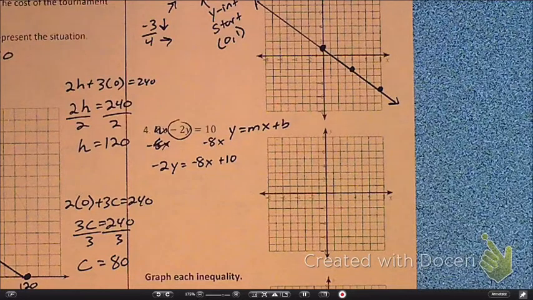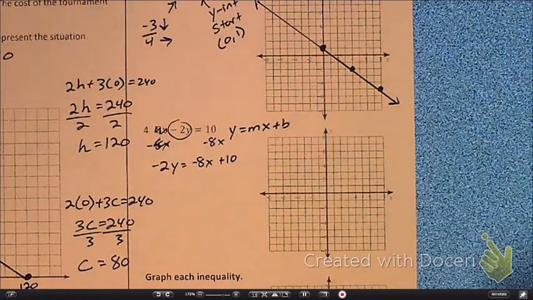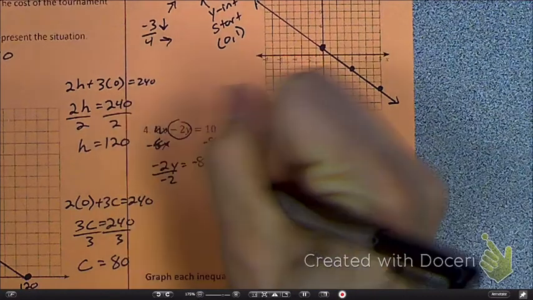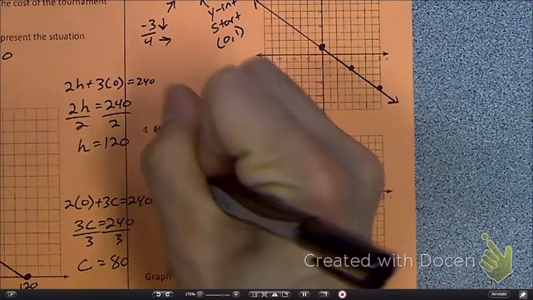What's my last step to get y by itself? Subtract 2. Add 2. Yes, you do. What is the 2 doing to the y? Multiply. Oh, you have to get rid of it. It's multiplying, so what's the opposite? Divide. You gotta divide it. So we'll get y equals negative 8x plus 5.